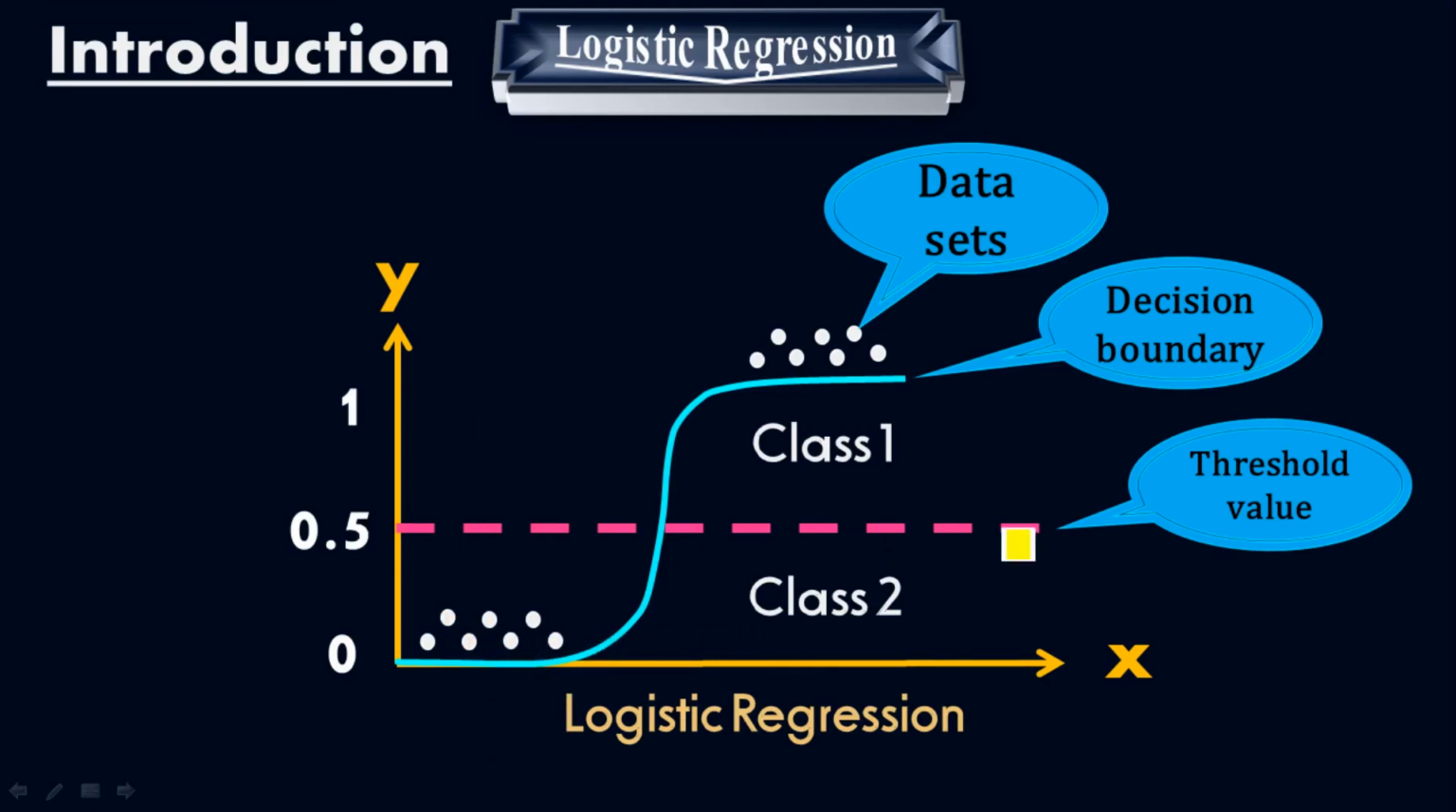Threshold value is the middle value. It is the middle value of 0 and 1, which is 0.5. Above the threshold value is my class 1. Below the threshold value is my second class.